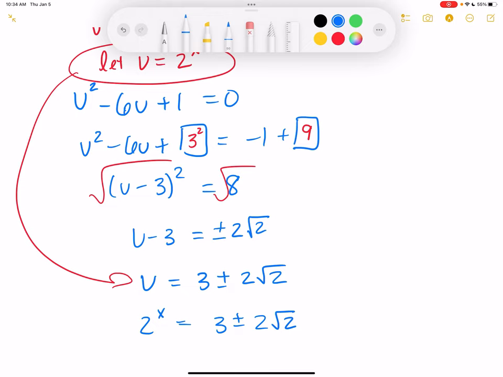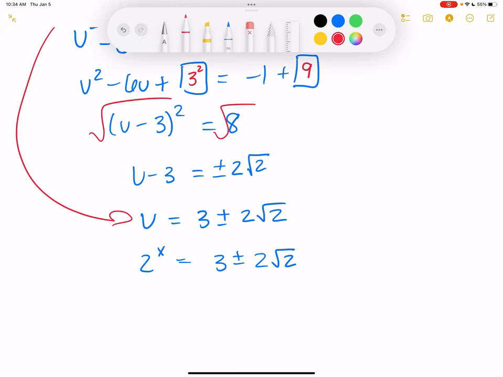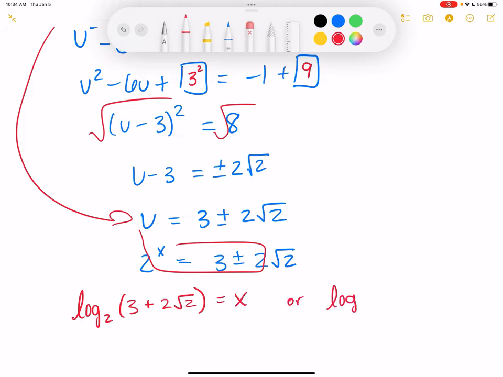And can we do the log? And you're gonna have 2 answers, remember. So you're gonna have log base 2 of, inside the parentheses, 3 plus 2 root 2. If you wanted to leave it as square root of 8 just for the sake of typing in your calculator, that's fine. Equals x, or log base 2 of 3 minus 2 square root of 2 equals x.